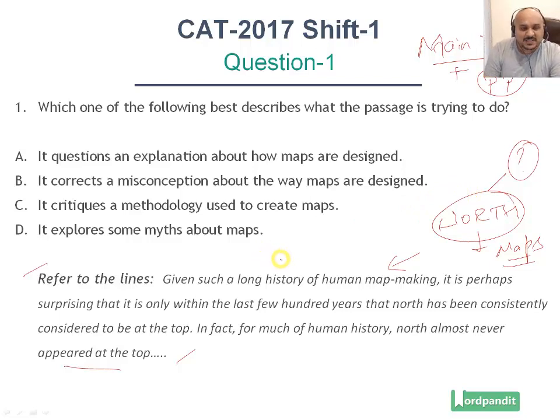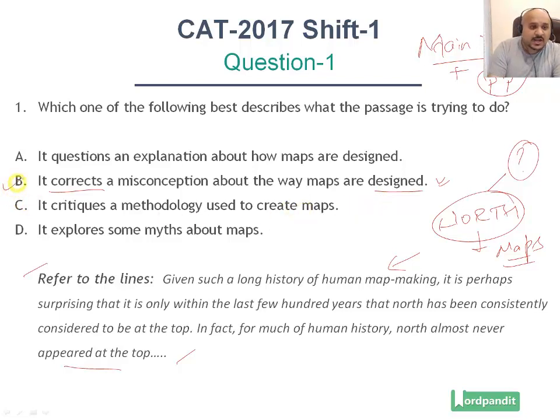So the passage's role in this particular case is it corrects a misconception about the way maps are designed. So what was happening in the past, right? How maps were designed, how did we get North wrong in the past? It is clarifying that particular aspect. It is clarifying that misconception about maps that we have.